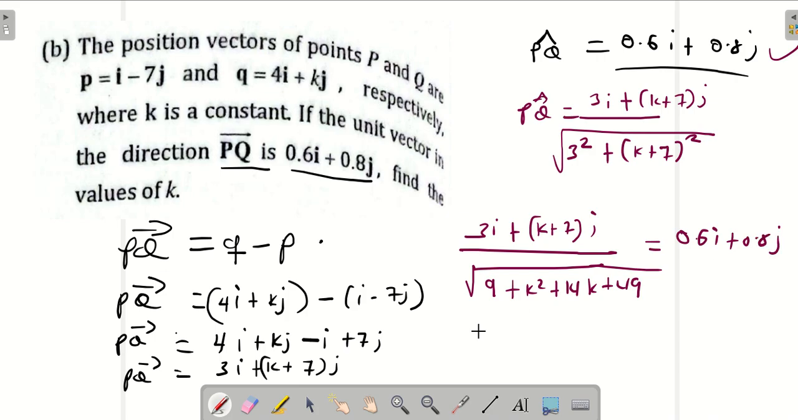So we need to simplify and equate corresponding components. Is it going to be tedious?